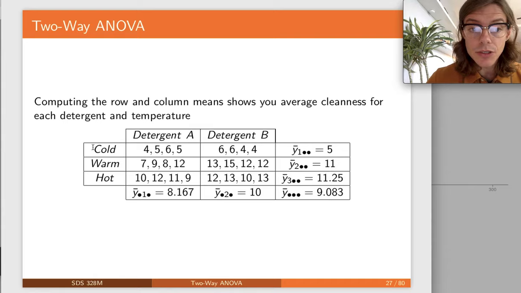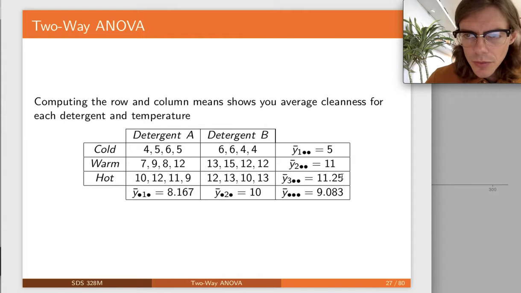So the average for cold is just 5. So if you wash your clothes in cold water, the average of all those loads is 5. In warm water, the average is 11. In hot water, the average is 11 and a quarter. For detergent B, the average is 10, which is pretty good. For detergent A, it's a little lower. The average is 8.16 repeating. And then your overall mean, the overall cleanliness rating, on average, if you average all these together, it's a little over 9. Cool.